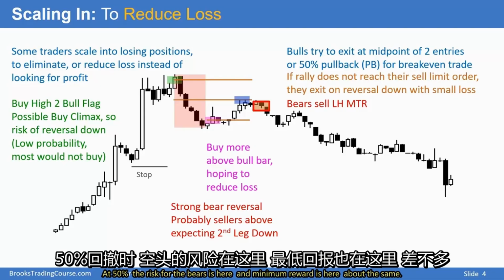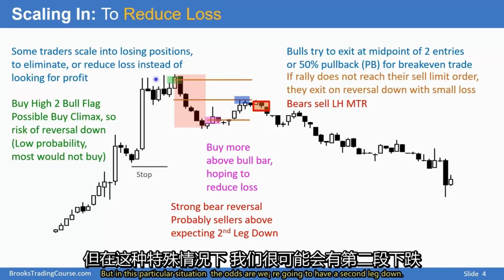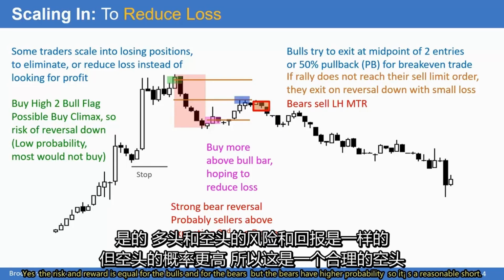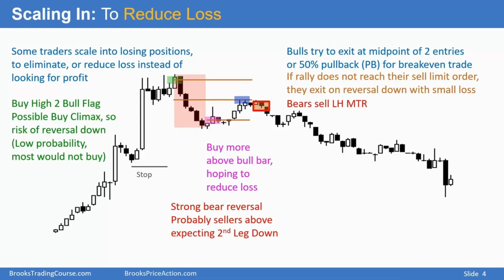At 50%, the risk for the bears is here, and minimum reward is here, about the same. And for the bulls, their risk is here, their reward is here. But in this particular situation, the odds are we're going to have a second leg down. Yes, the risk and reward is equal for the bulls and for the bears, but the bears have higher probability, so it's a reasonable short. The bears will sell a 50% pullback, either with a limit order or on the reversal down.